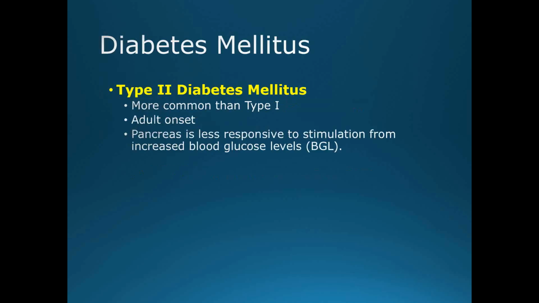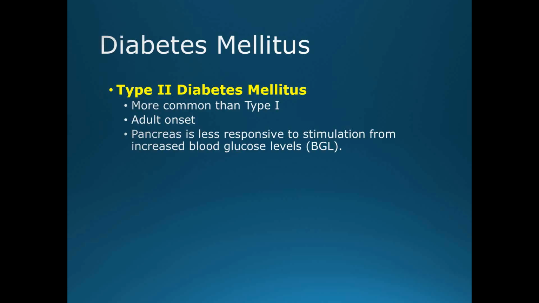Type 2 diabetes is more common, usually as an adult onset, sometimes later in life onset. And the pancreas is still producing some insulin, but it's just not very responsive. When the blood sugar levels go up, that should, under normal circumstances, stimulate the pancreas to produce more insulin. In these folks' case, that's not quite that sensitive, and so the blood sugar levels can go way up before insulin gets produced. So this is frequently managed with diet and exercise and sometimes oral medications.